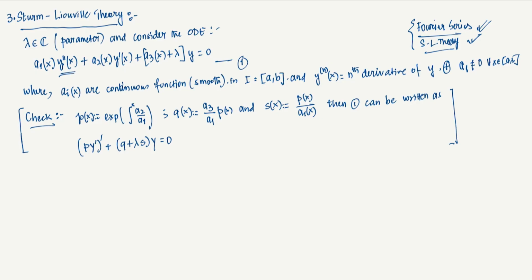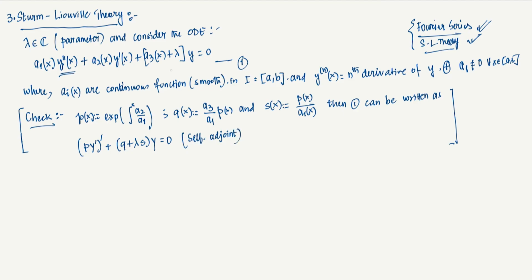I hope you can check this part. Of course, if you can't do that, you can consult any book on how to do it. So this is basically the self-adjoint part. This is what we call the self-adjoint part. Let me write it this way. It's called self-adjoint.